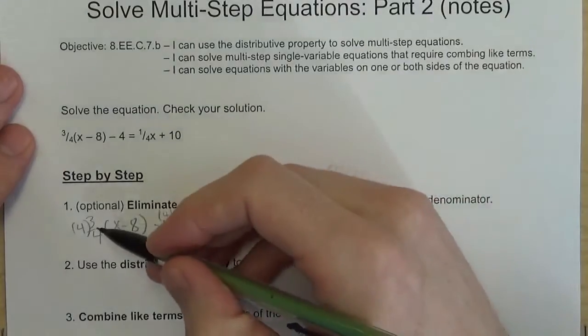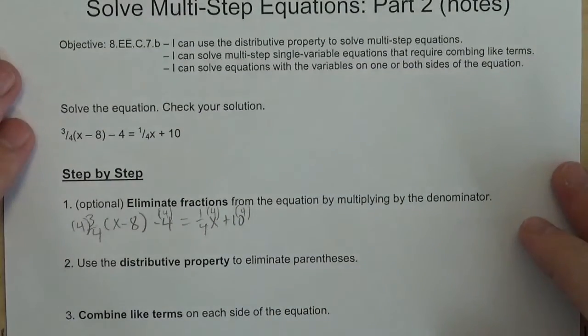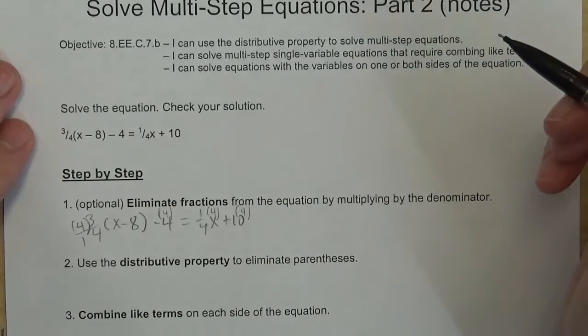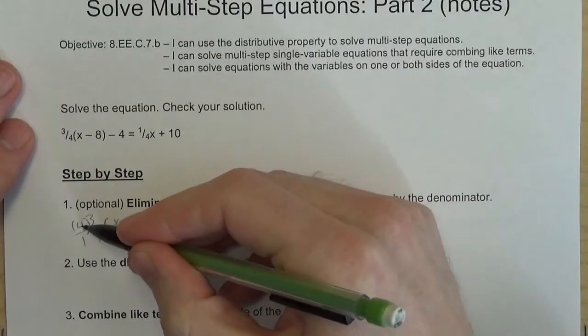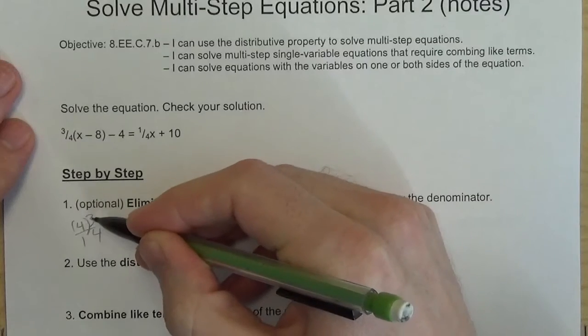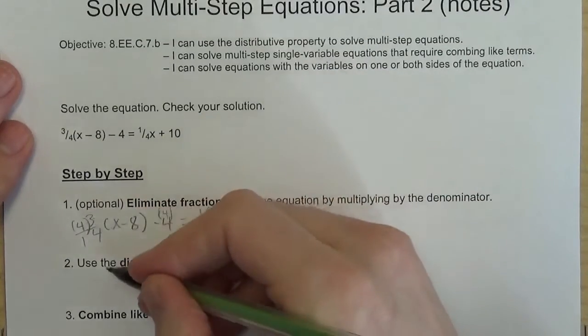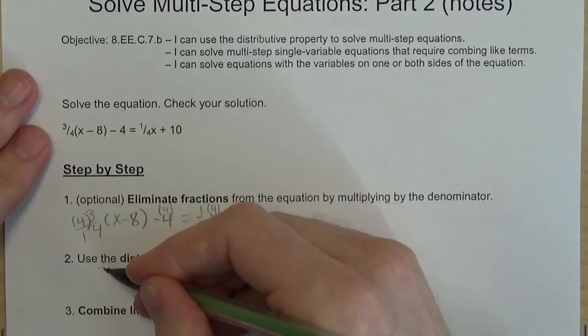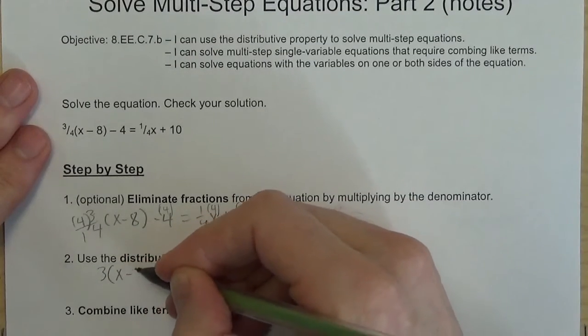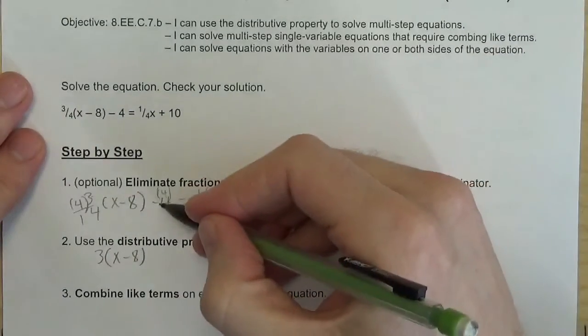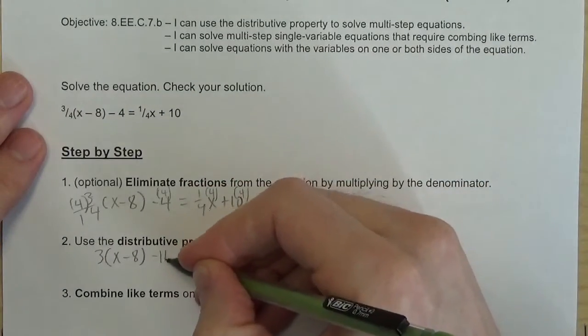So if you remember how to multiply a fraction times a whole number, you can go ahead and make this into a fraction too if you wanted to. You multiply the 4 times the numerator, 4 times 3 is 12, and then you divide by the denominator. 12 divided by 4 is 3. So I'm going to rewrite this down here, 3, and then in parentheses, x minus 8. We'll multiply with the distributive property here in a minute. Negative 4 times 4 is negative 16.